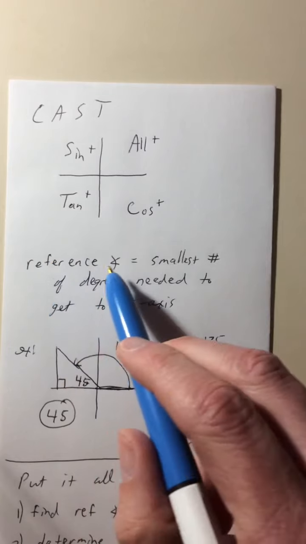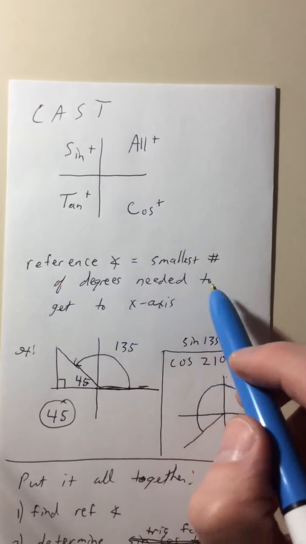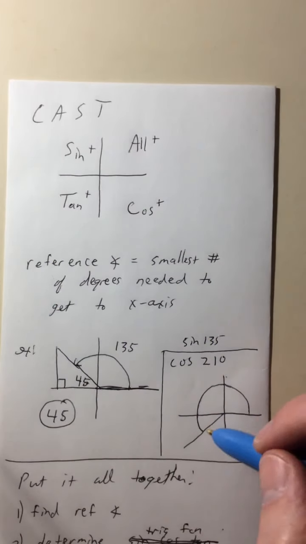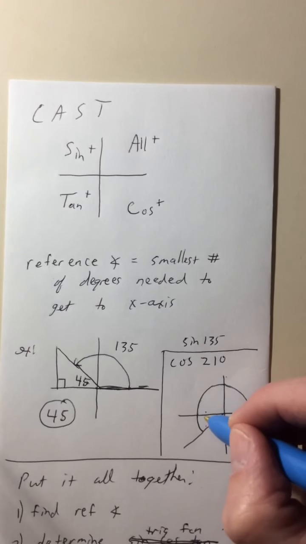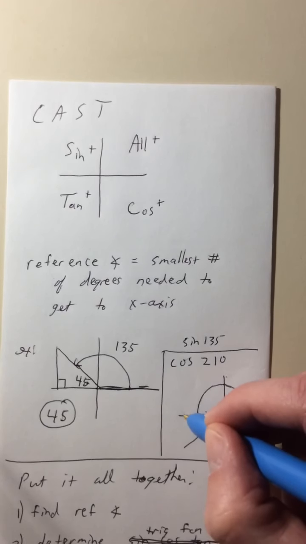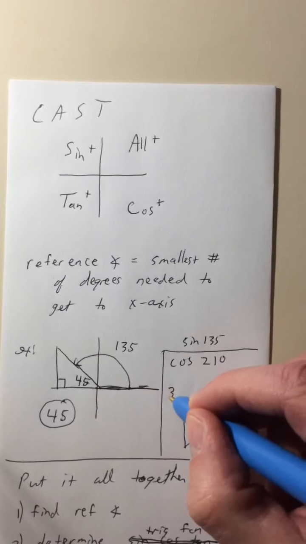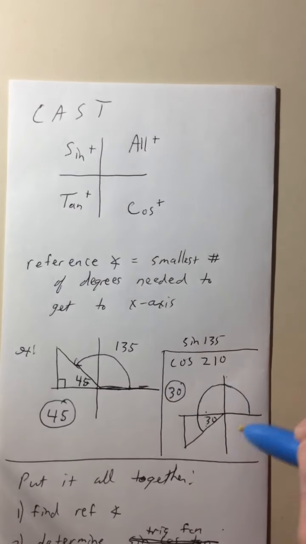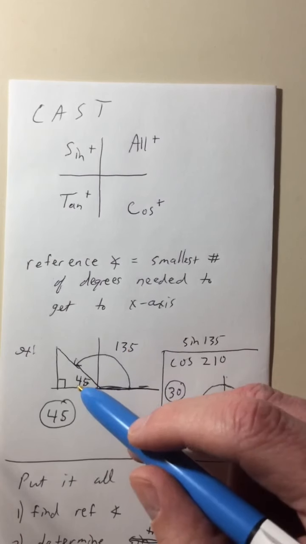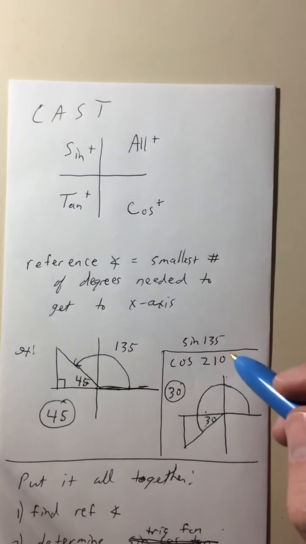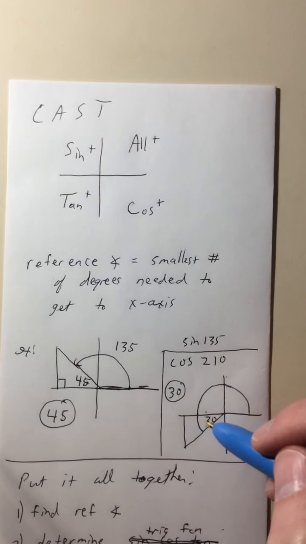So back to the reference angle definition, the smallest number of degrees needed to get to an x-axis. So here we are right here. I want to get back to the x-axis, so that's going to go from here to here. How many degrees is that? Well, that's 30 degrees, and that is your reference angle. So it's the smallest number of degrees needed to get to the x-axis. So up here, we're just doing 180 minus 135 to get 45. Here we're doing 210 minus 180 to get to the x-axis. So in this case, 30.